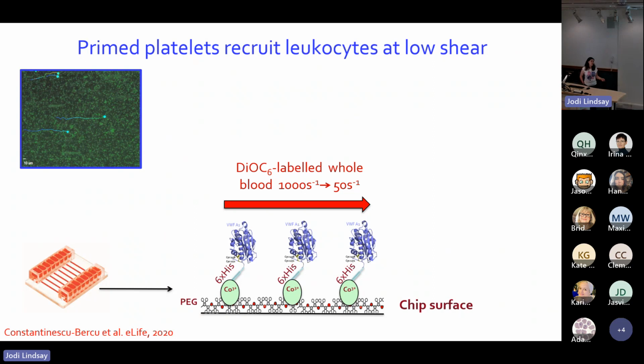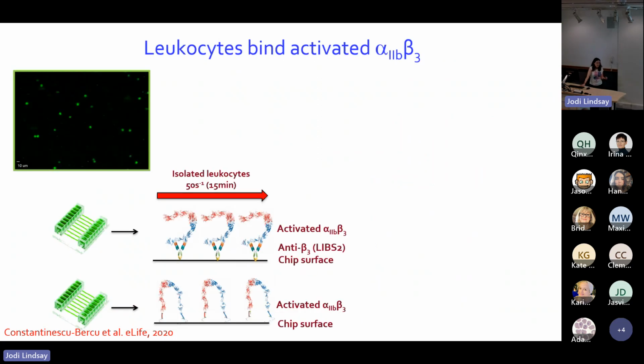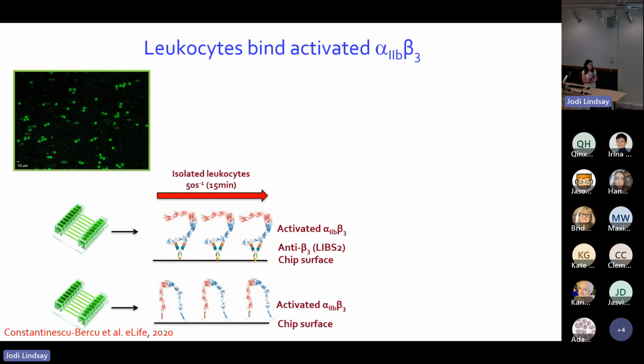The next step was to look at the recruitment of leukocytes on these primed platelets. And indeed, you could see here leukocytes rolling on this VWF primed platelet under low shear conditions. I don't have time to show you the data, but we identified the platelet receptor, which was activated alpha 2B beta 3. Here you can see a microchannel coated with activated alpha 2B beta 3, and you can see leukocytes nicely binding to the surface.